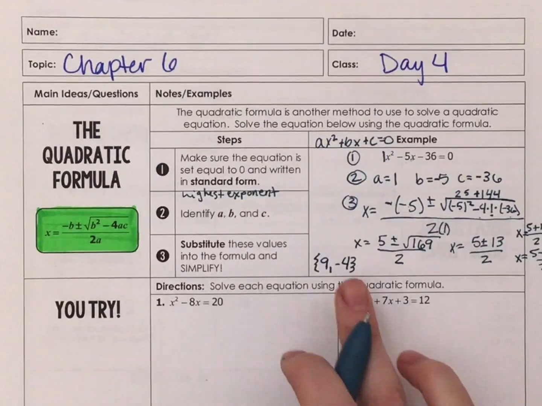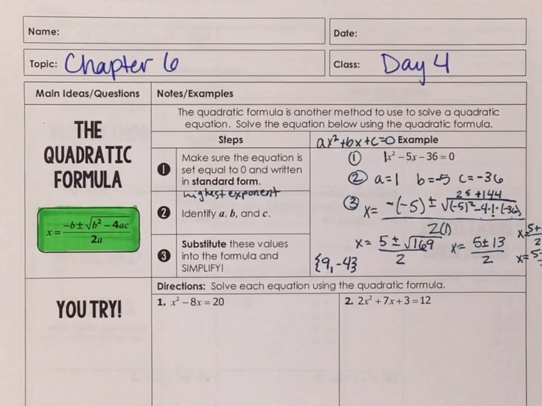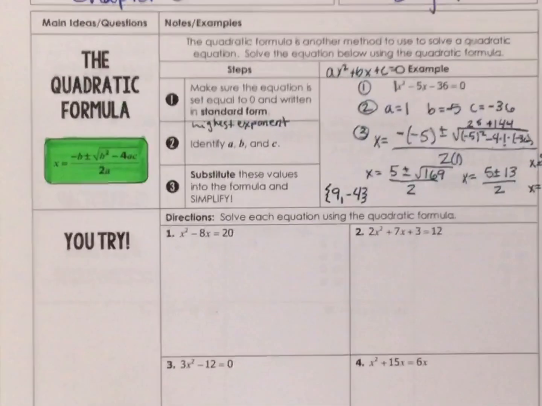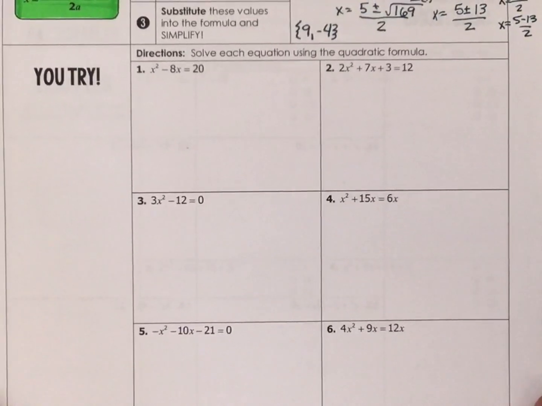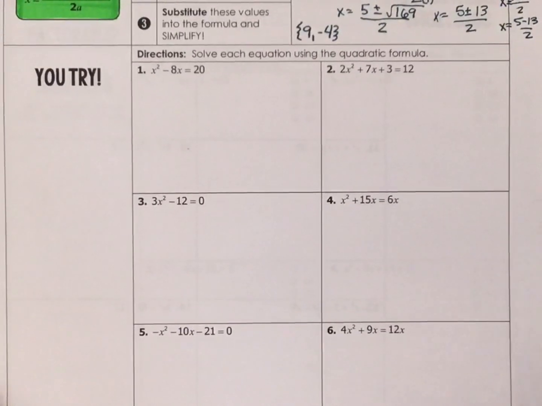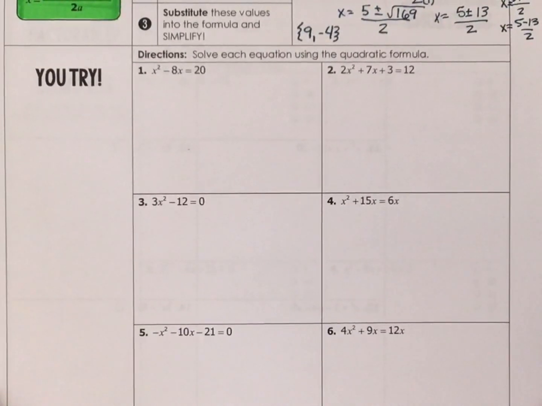As always, we want to write those solutions in curly brackets here so that we can clearly identify them as two solutions, not a coordinate point. So let's try out one of these other examples here. I'll have you do 2 examples, 1 through 6 on your own. So if you want to pause now and do that, you can.